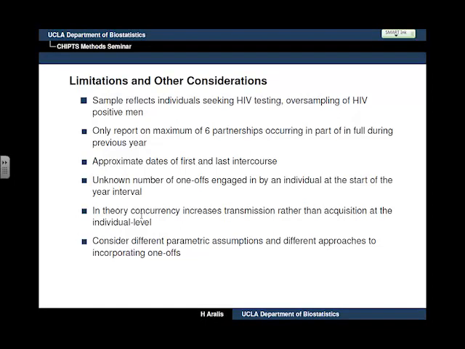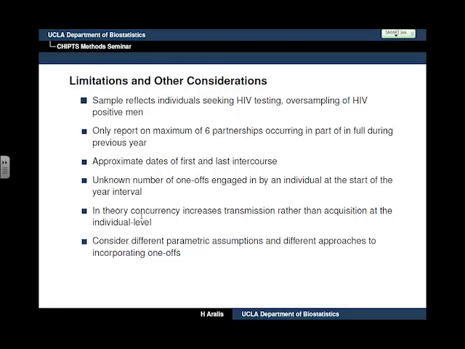So, some limitations, some of which I've already noted: the sample reflects specifically individuals who came in. It can't really be generalized to any broad population of MSM or even MSM-LA, because it's individuals who came in seeking testing. So their sexual partnership patterns, the data that we're actually analyzing, might be largely associated with the fact that they felt like they needed to come in and get tested. That's one thing. Again, they could only report on a maximum of 6 partnerships.